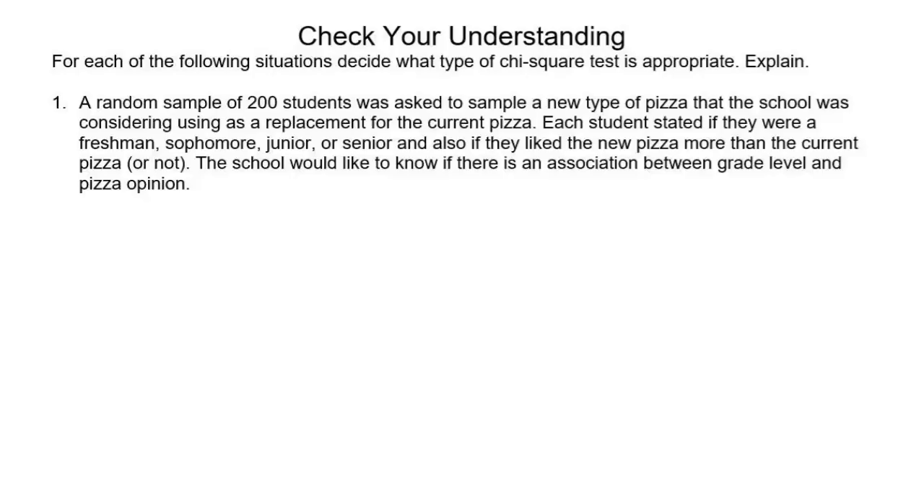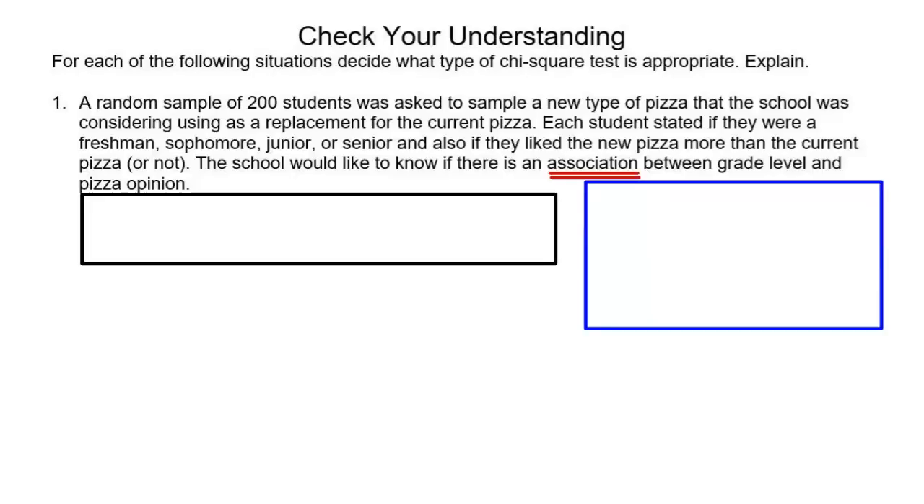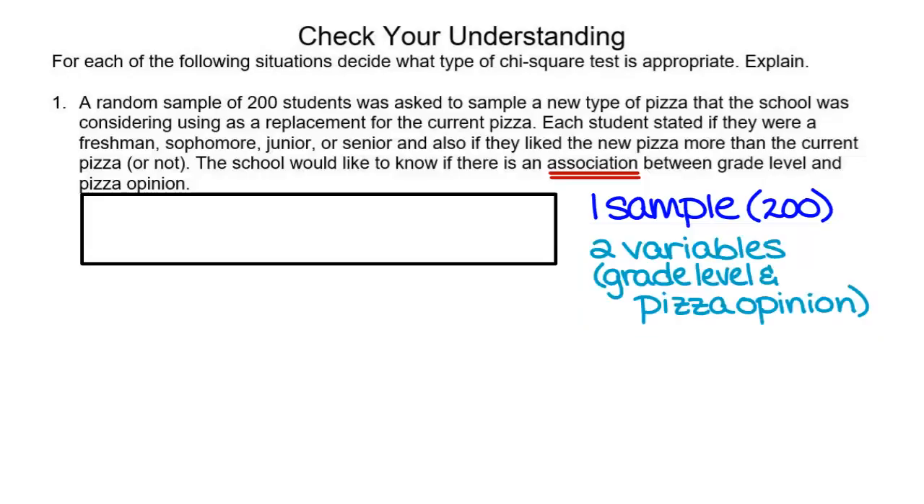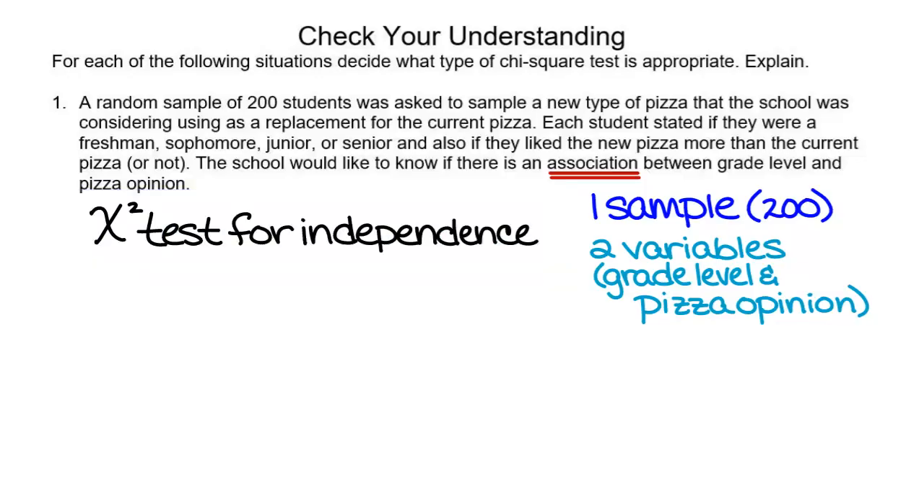2 pieces of data were collected about each member of that sample. What were the 2 pieces of data? Whether they liked pizza and what grade level they were? Absolutely. Their pizza opinion, whether or not they liked it, and their grade level. And so this would have to be, yes, a chi-square test for independence.